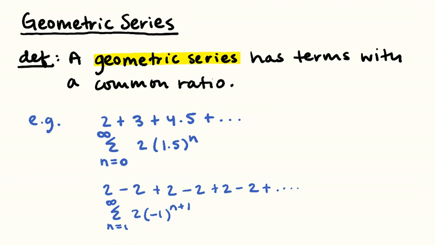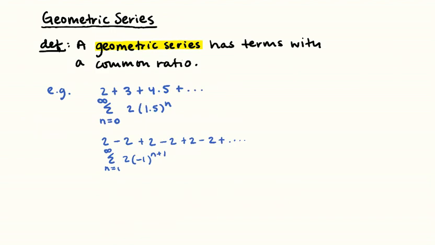Okay, so I'm going to need to get myself a little more room so I can do another example. So let's look at 18 minus 6 plus 2/3. No, excuse me, I jumped ahead. Plus 2 minus 2/3 plus 2/9 minus the rest. Okay, well, this is definitely a geometric series because each time I'm multiplying by negative 1/3. So that common ratio is negative 1/3.